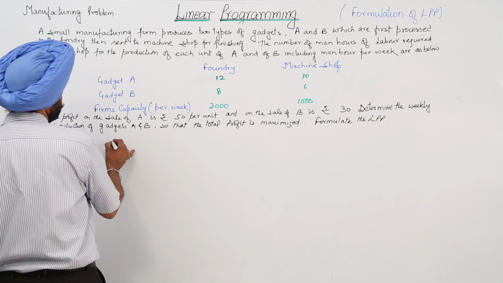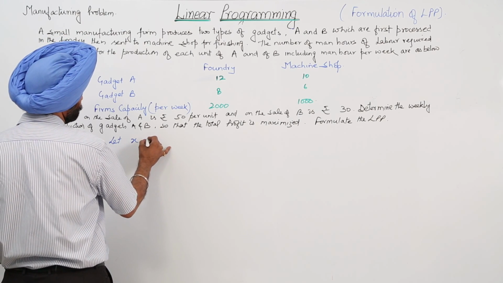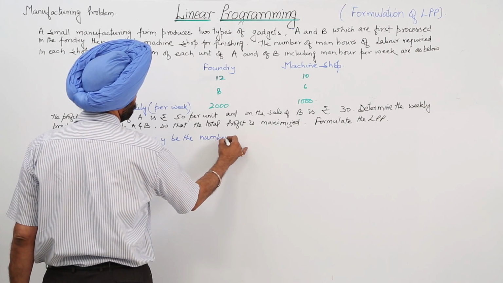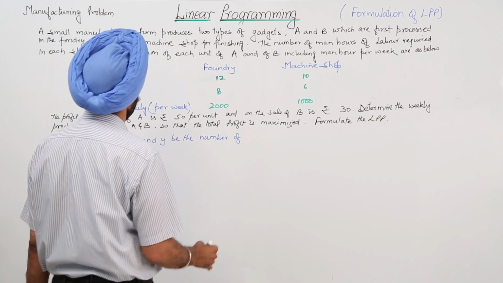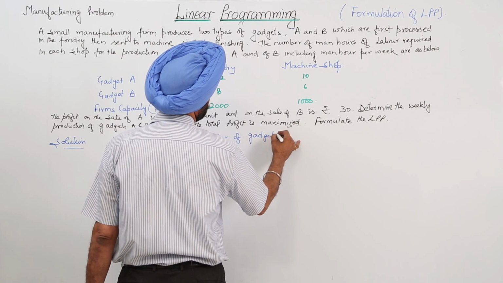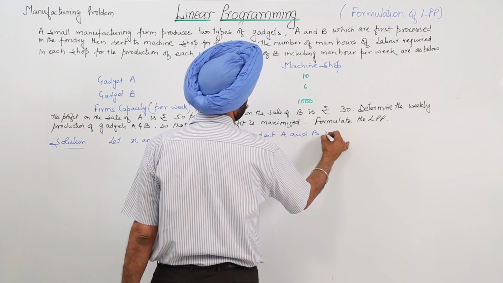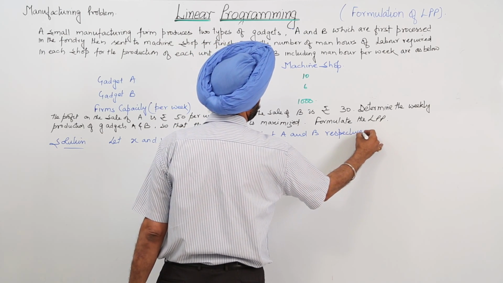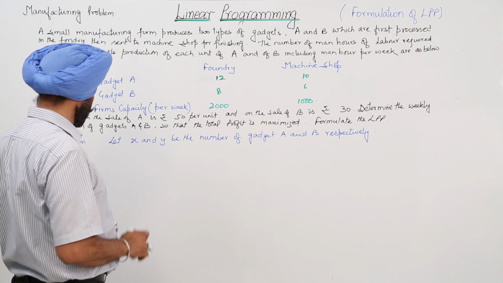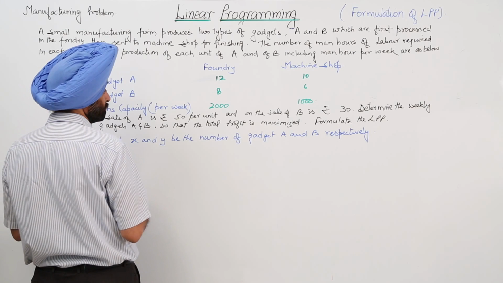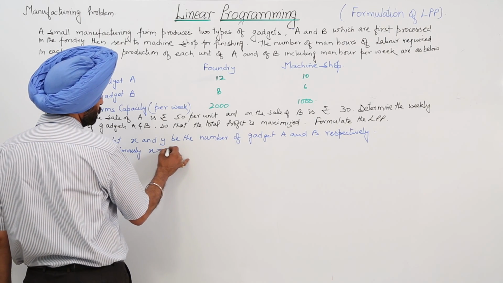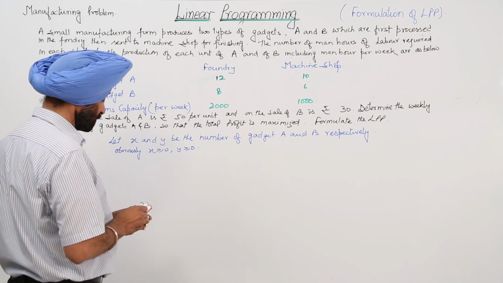Now we have the decision variables. Let x and y be the number of gadgets A and B respectively. Now obviously, x is greater than or equal to 0 and y is greater than or equal to 0.